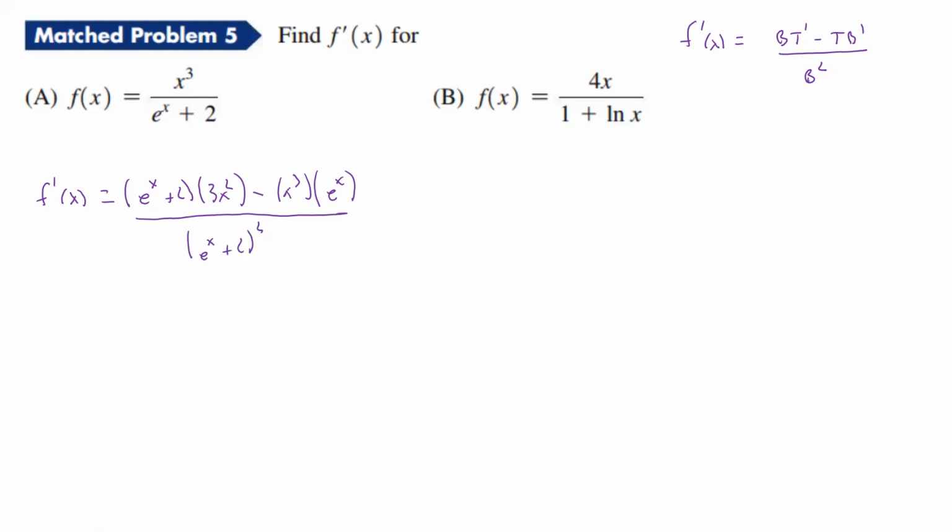Now, this would be one way to write it. Could we simplify it to something else? Yeah, we could go ahead and multiply it all out, but I don't think it's going to help us any. If we did multiply it out, it's going to be 3x squared e to the x, plus 6x squared, minus e to the x times x cubed, or x cubed e to the x. It doesn't really matter. All over e to the x plus 2, the quantity squared.